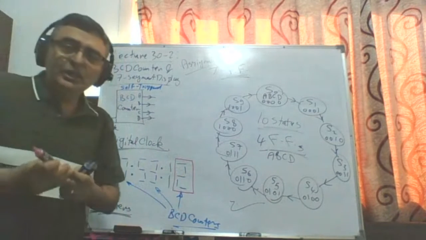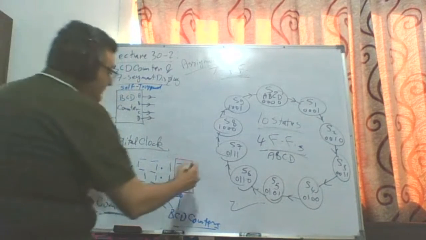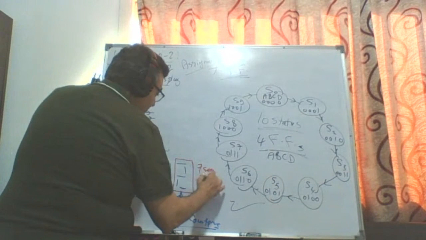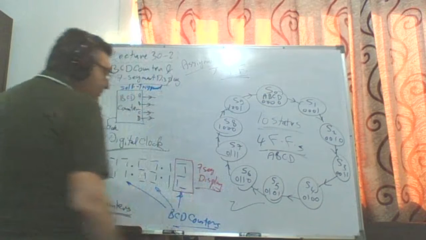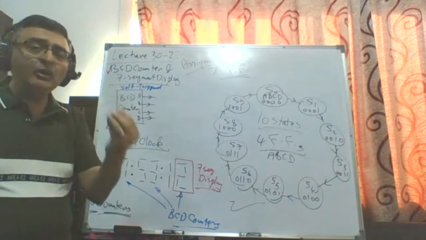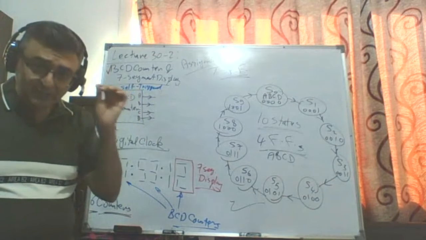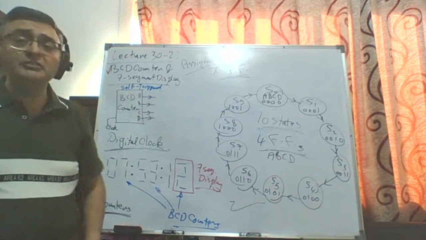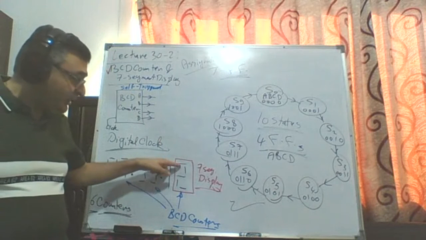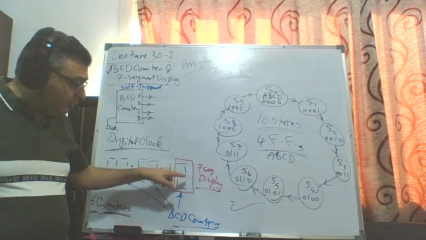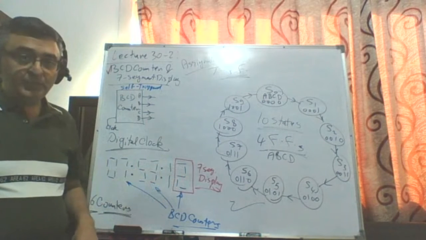This unit is called 7-segment display. What is a 7-segment display? A 7-segment display is an output device. Why do we call it 7-segment display? Because it has 7 LEDs: 1, 2, 3, 4, 5, 6, and 7.